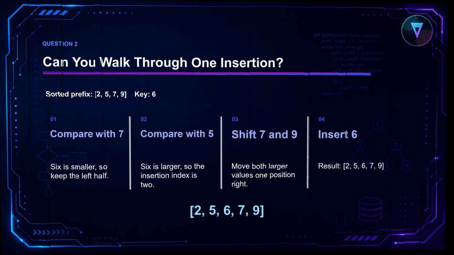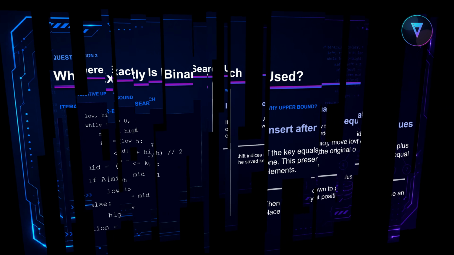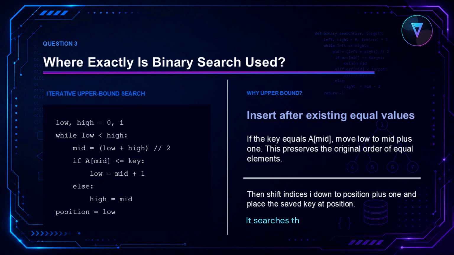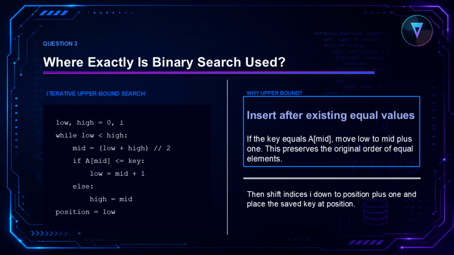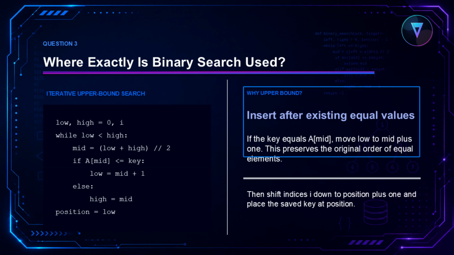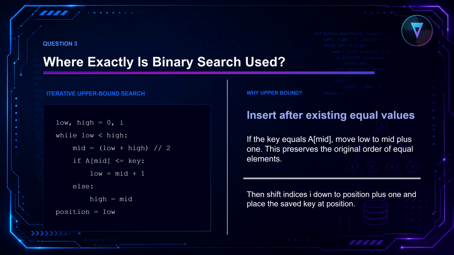Where exactly does binary search appear in the algorithm? It searches the sorted prefix from index 0 up to, but not including, index i. The result is the insertion position. Using upper bound search means equal values are placed after existing equals. Combined with shifting only greater values, that keeps the sort stable.